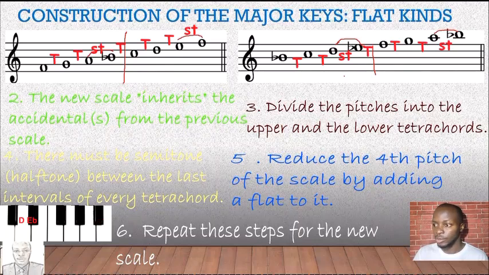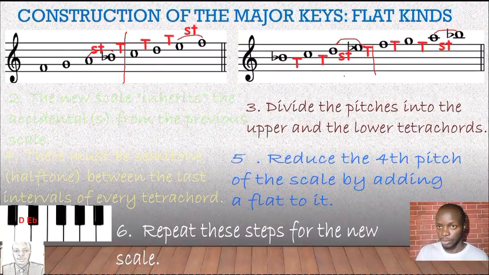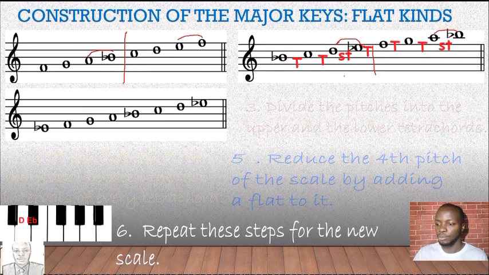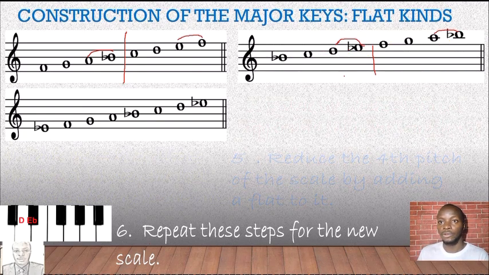The next scale will stem up from the fourth note, which is E flat. So we want to build the scale of E flat major. Of course, in E flat major, we inherit all the features from the previous scale, right? And of course, divide this scale into two tetrachords. Ensure you have a semitone between the last interval of each tetrachord.